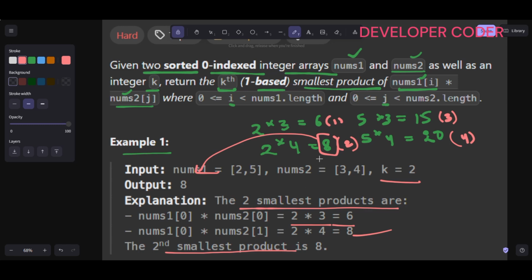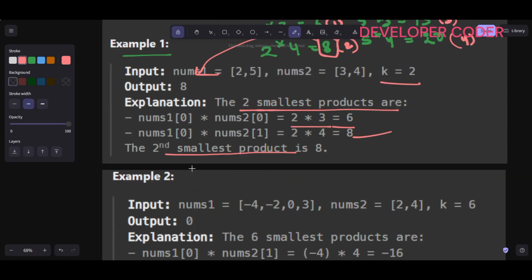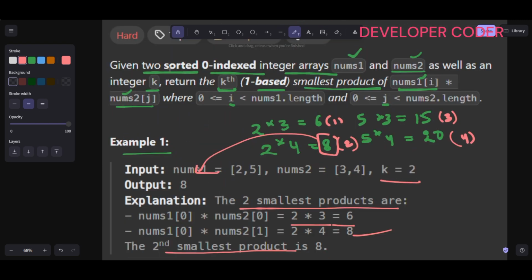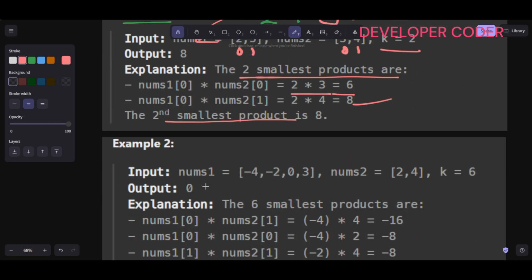So here we are dealing with the products, right? And one more thing here: the array is sorted, and it is a zero-indexed integer array, right? This is index 0, 1. Now if you see this example number 2, this is our nums1 array and nums2 array, and here k is equal to 6.